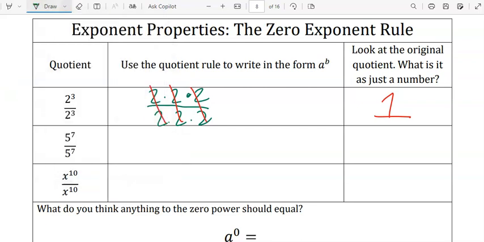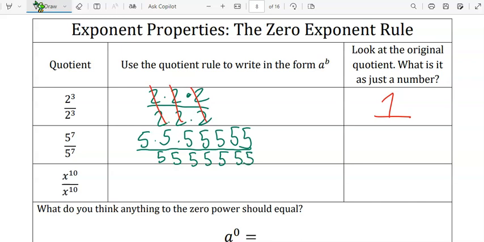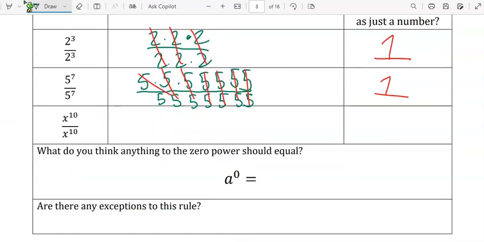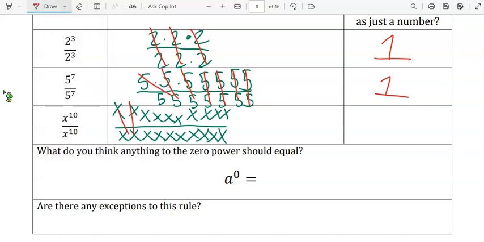Let's look at the next one. Expand 5, 7 different times. And then 5, 7 times again. Everything cancels. And you're left with 1. Same thing with the x's to the 10th powers. Everything cancels. And you're left with 1 again.